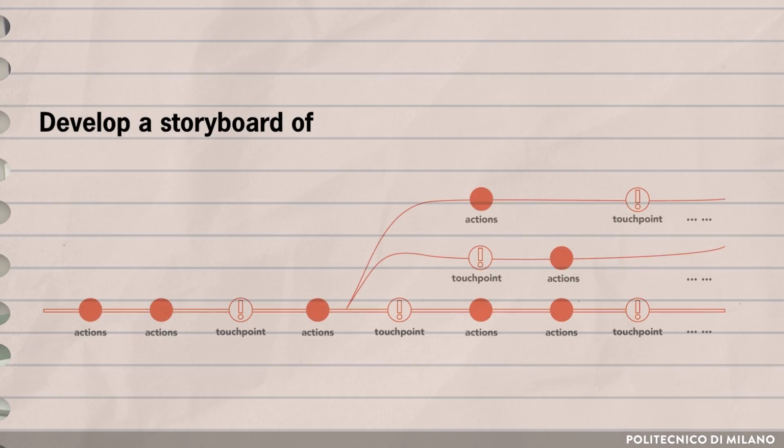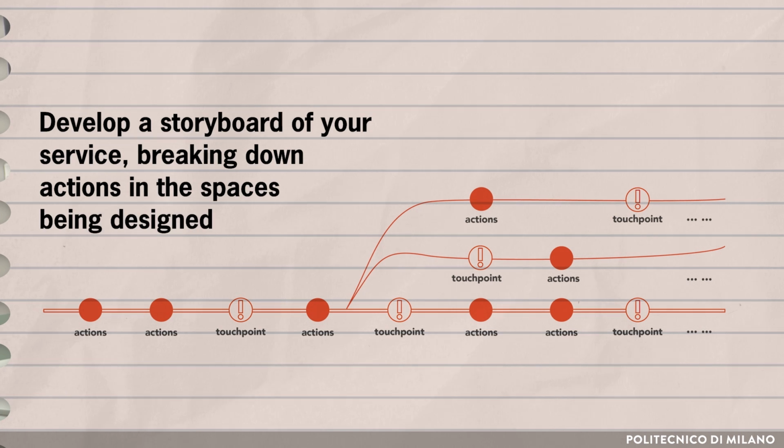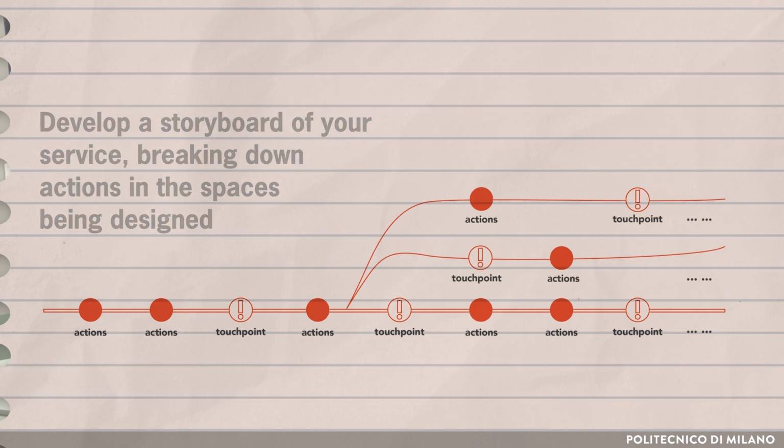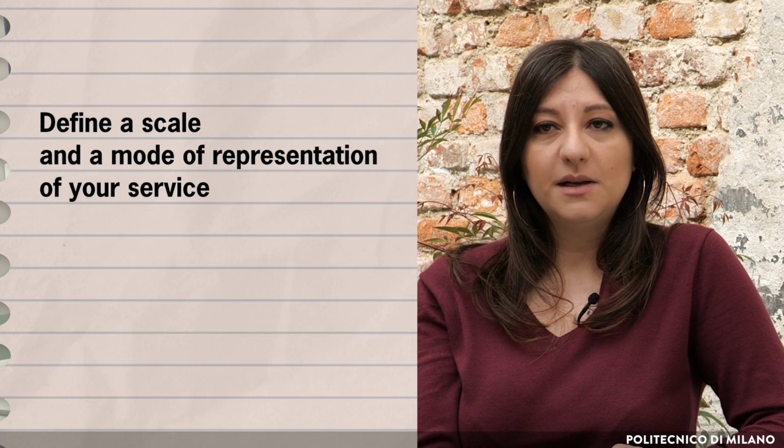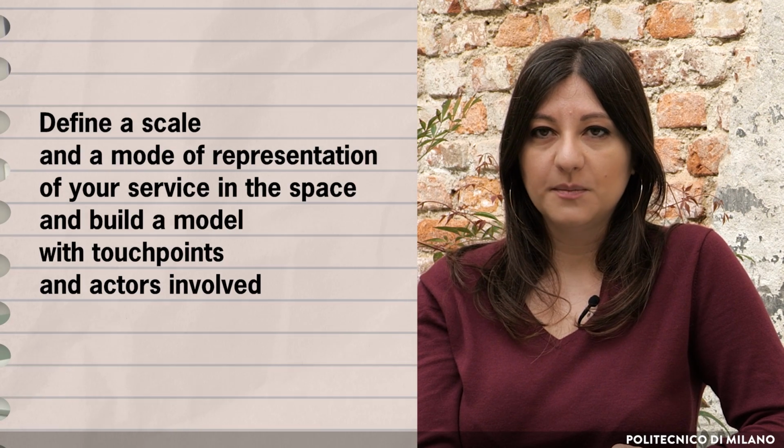To develop a desktop walkthrough, you can follow these steps. Step 1. Develop a storyboard of your service, breaking down actions in the spaces being designed. You can do this by applying other tools such as storyboards and journey maps. Step 2. Are you focusing on the whole project or only on a specific part? Choose a time span where you can analyze a complex part of your service, including multiple actors and their intertwining interactions. Step 3. Define a scale and a model representation of your service in the space, and build a model with touchpoints and actors involved.